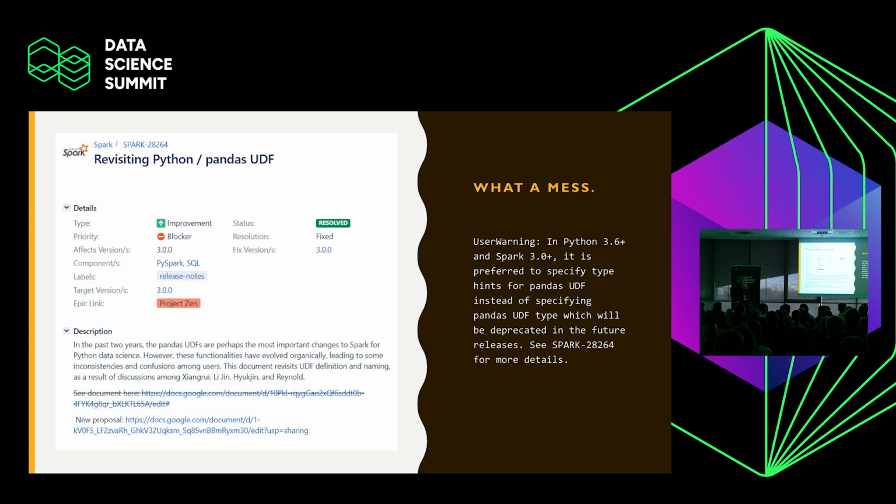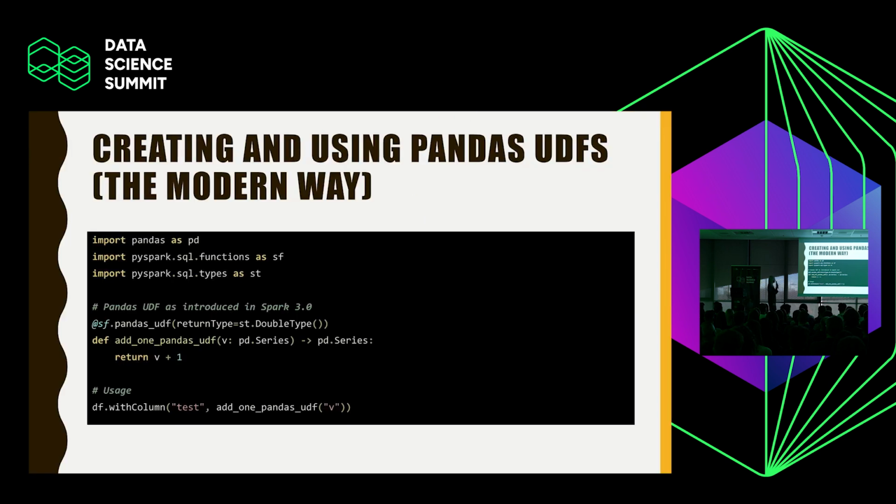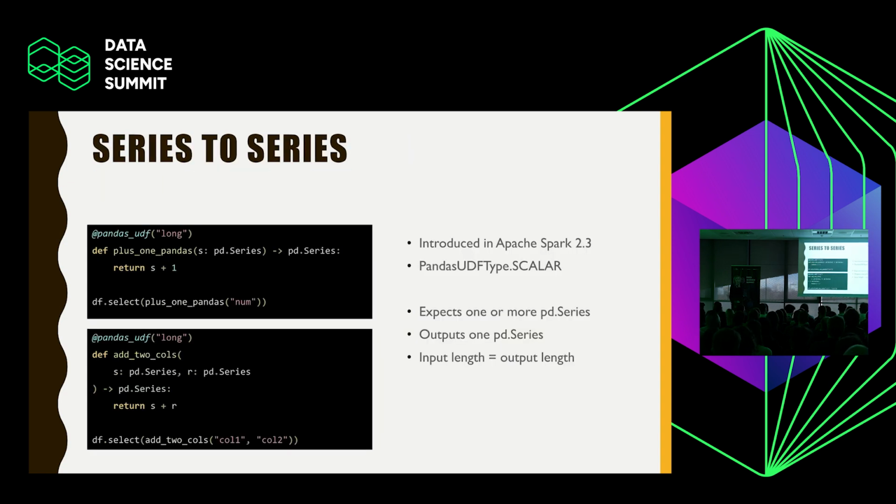So before June 2020, in version 3.0, all of this was changed, yes? So now if you are using those old types, you are going to get this user warning about a new specification. This new specification makes use of typing. We had a session on typing before, so I guess you guys are probably familiar. And here, instead of specifying a function type, we instead show the typing for our input and output. And here it's a Pandas series, and we output a Pandas series. That's one of the 3 major types of Pandas UDFs, series to series. That's the one originally introduced.